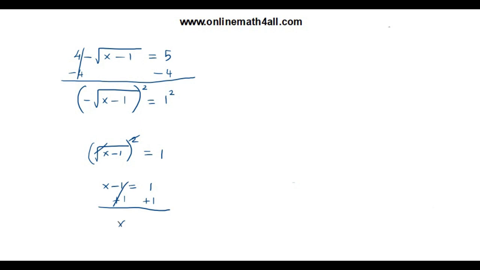Negative 1 positive 1 will cancel out. x is equal to 2. Okay, let us look at another example.